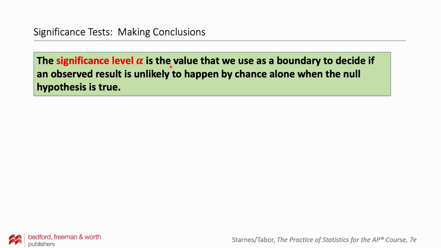So we call that a significance level. Alpha is a value that we use as a boundary to determine if an observed value is unlikely to happen by chance alone when the null hypothesis is true. As an experimenter, you should always state what significance level you're hoping to work with. If we think back to our 4-step process, it should be in our first step, the state step. So the alpha level should be stated before the data are produced.